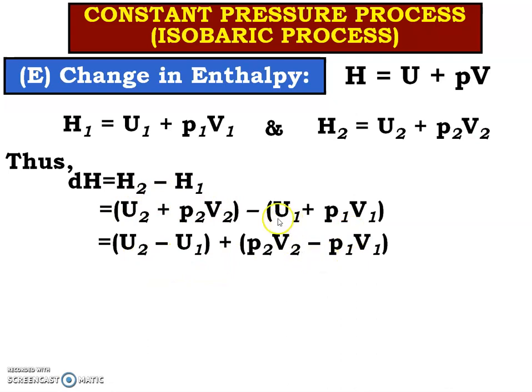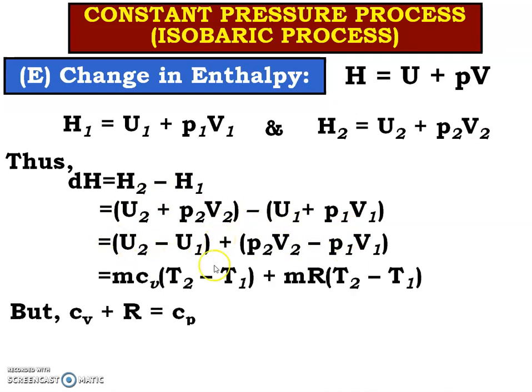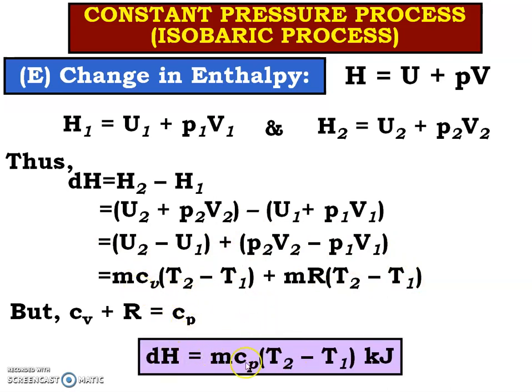Rearranging. Then writing here delta U. And what is delta U? mCV delta T. And here MR T2 minus T1. Again putting the value of CV plus R, delta H equals mCp delta T, that is T2 minus T1. So you look at this, delta H and delta Q are the same for the constant pressure process. Clear? So that was the constant pressure process.